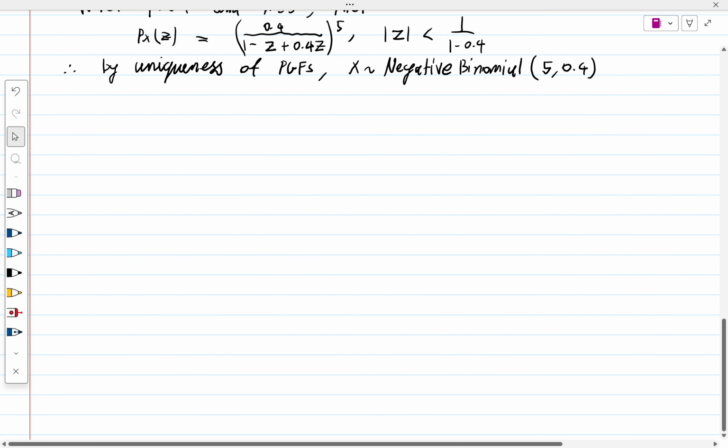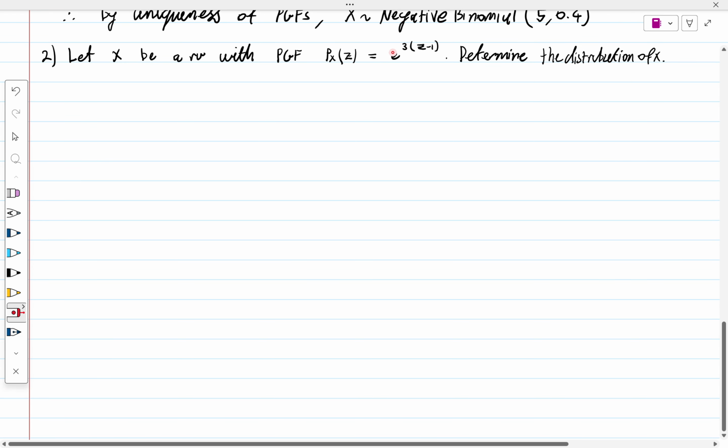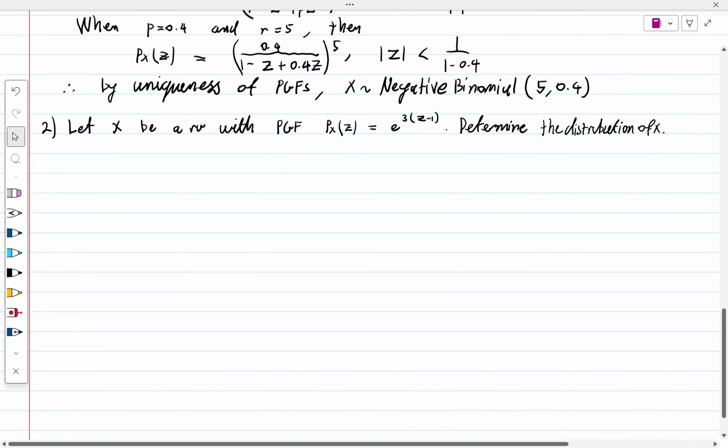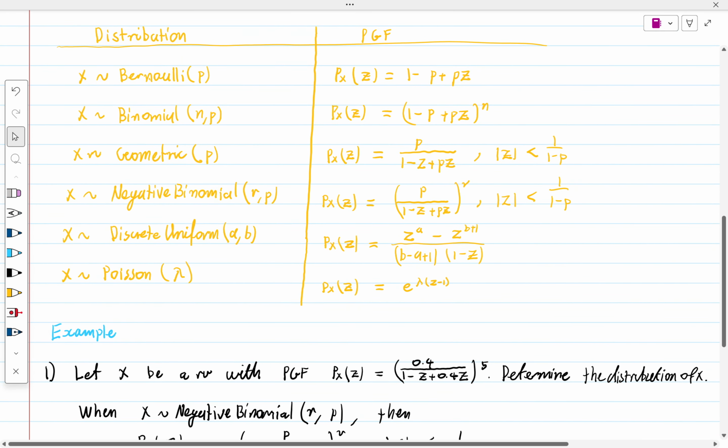Let's go through one more example to solidify this. We're told X is a random variable with the following probability generating function. Determine the distribution of X. Well, here we notice that we have an exponential function to the power of some function of z. And if I look very closely here, we notice that the one probability generating function with an exponential function within its definition is the Poisson distribution.